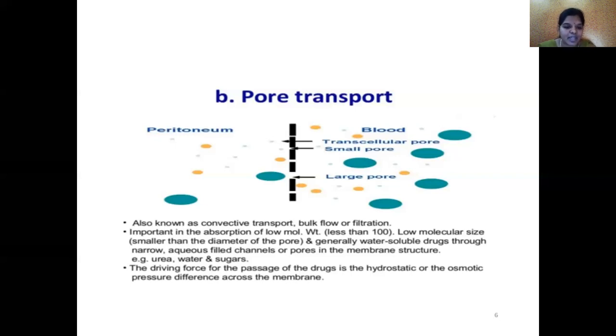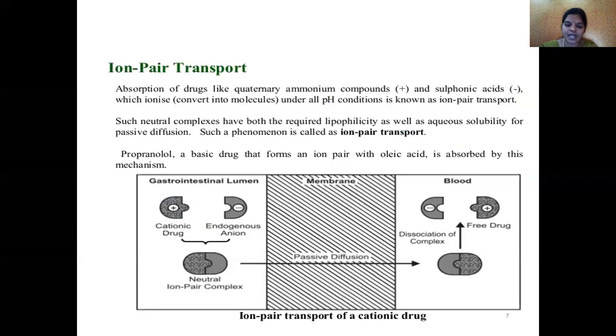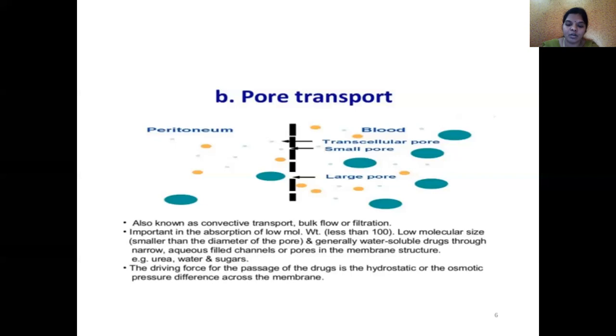The next one is the driving force for the passage of drugs, which is the hydrostatic or osmotic pressure difference across the membrane. Hydrostatic pressure will be developed across the GI lumen. For passage of drugs, it should develop some gradient, some driving force, that is the hydrostatic pressure difference across the membrane. That is about the mechanism of pore transport.